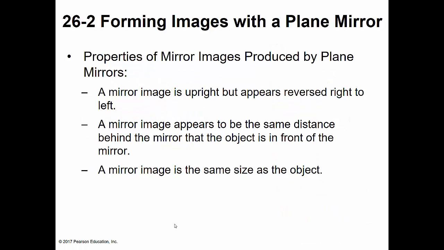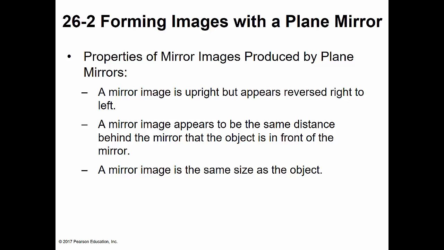Plane mirrors always produce an upright image, but it's reversed right to left. A mirror image appears to be the same distance behind the mirror that the object is in front of it. And the mirror image is the same size as the object. But the other thing that we need to realize is that the image cannot be projected because it's forming on the side of the mirror that has no real light rays. So you can't put the paper where light rays are intersecting and see this image on it. That's called a virtual image.